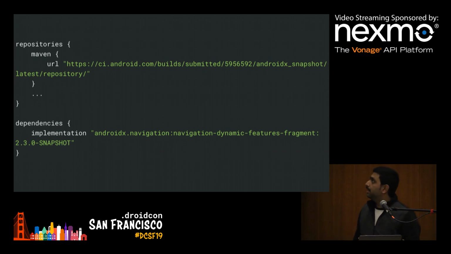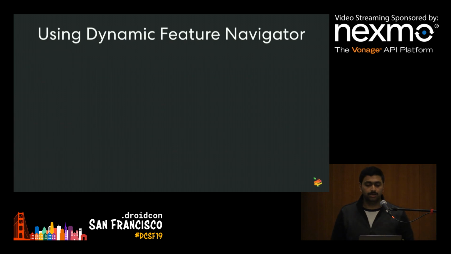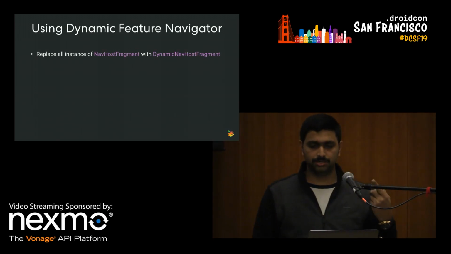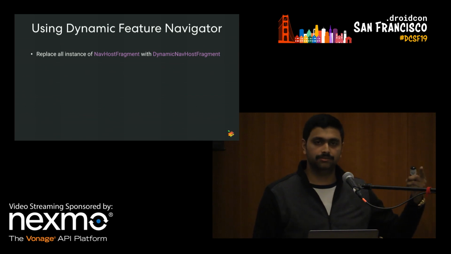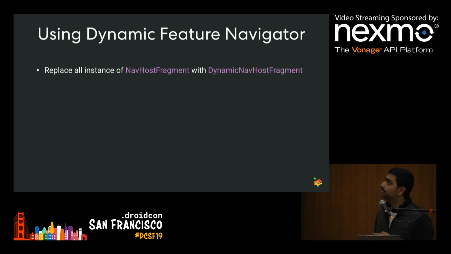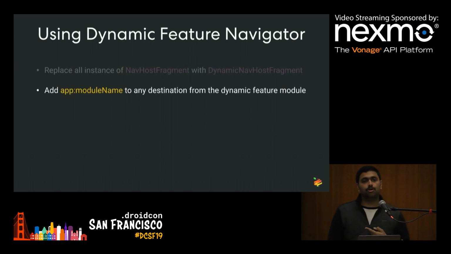You can use this, and there are a couple of changes that you need to make to work with dynamic features. One is, remember the fragment that we added in the activity, the NavHostFragment? Replace that with a DynamicNavHostFragment from this package. And then on all the destinations in your dynamic feature module, just add this particular attribute. So in your activity, fragment, and dialog destinations of your dynamic module, just say app:moduleName and specify the module name. That's about it.